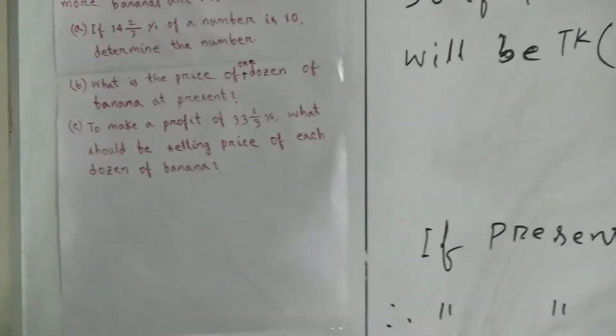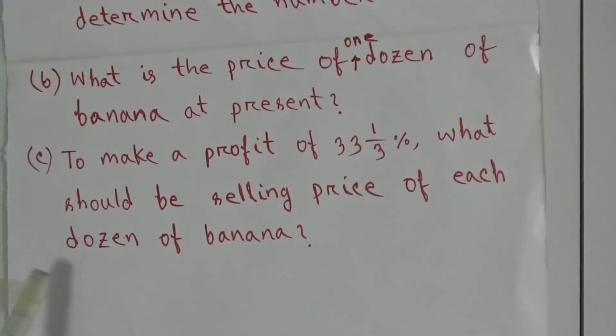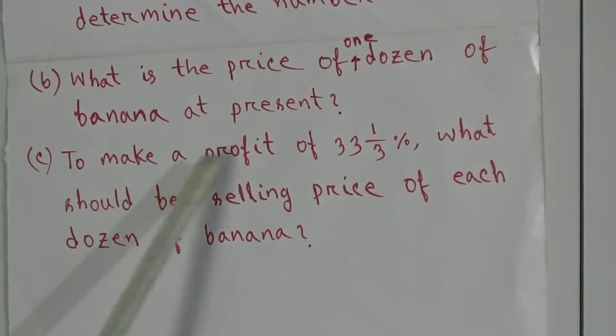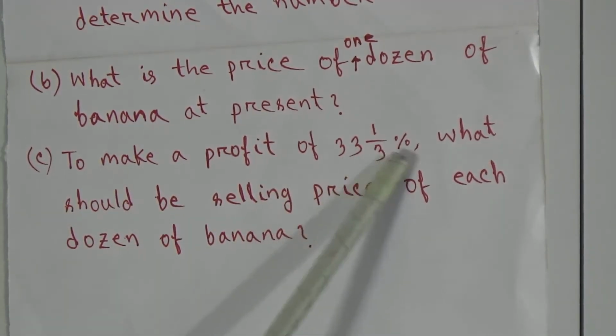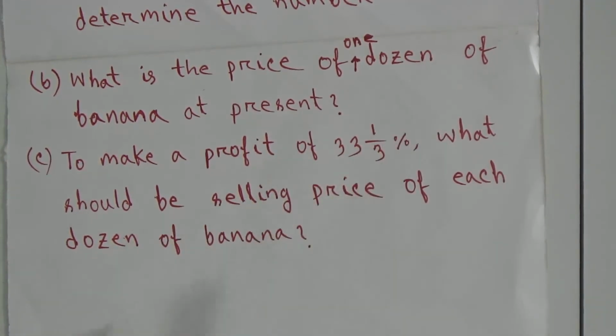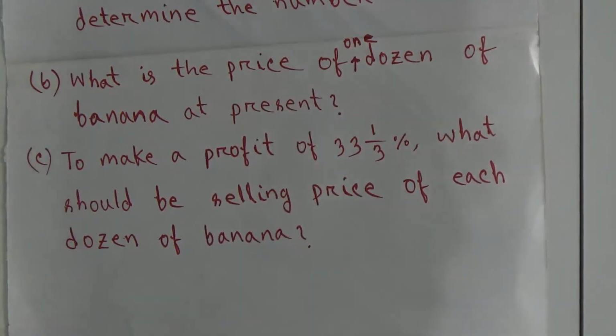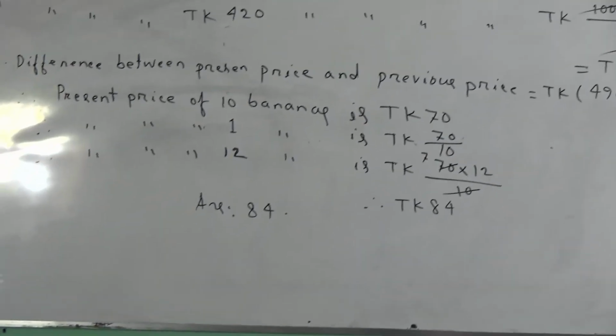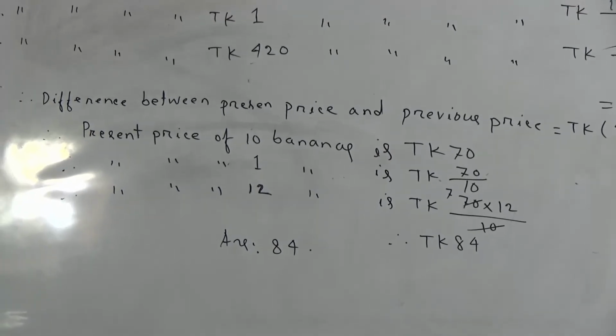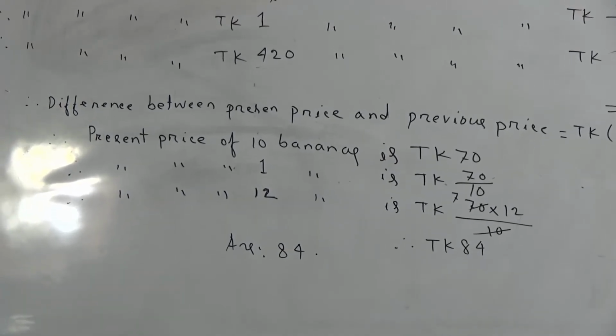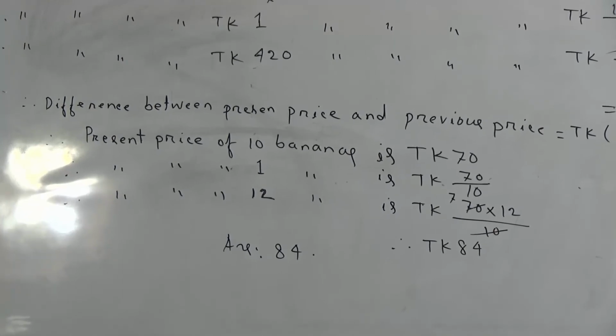Dear students, we have finished B number. Now we'll solve C number. Here the C number question is to make a profit of 33 whole 1 by 3%. What should be the selling price of each dozen of bananas? In B number we have found that the present price of 1 dozen bananas is TK 84. Now we have to find out the previous price of 1 dozen bananas.